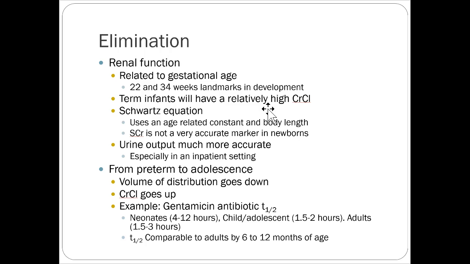From preterm to adolescence, volume of distribution goes down. Creatinine clearance should go up and start to come into play once the baby fat phase goes and they have more of a normal musculoskeletal system. And then I put an example of gentamicin, which is pretty much a purely renally cleared antibiotic.